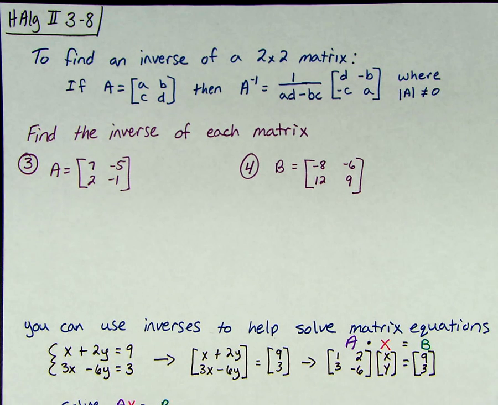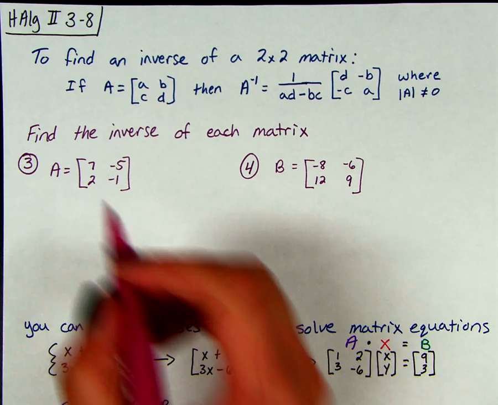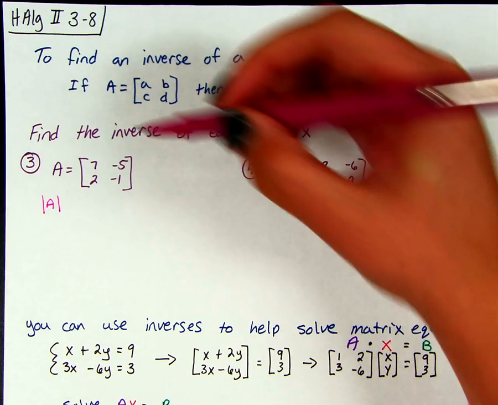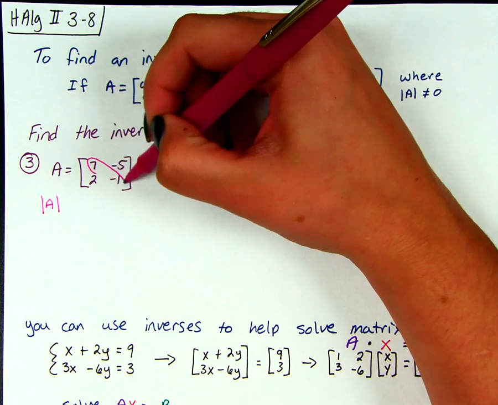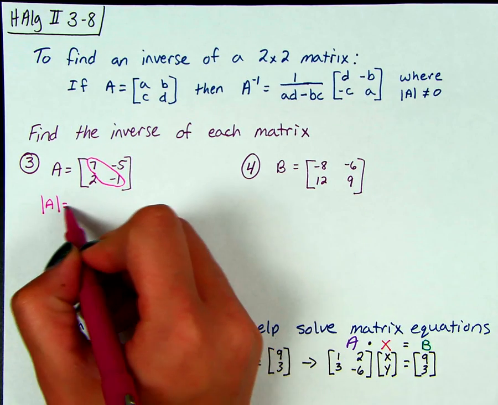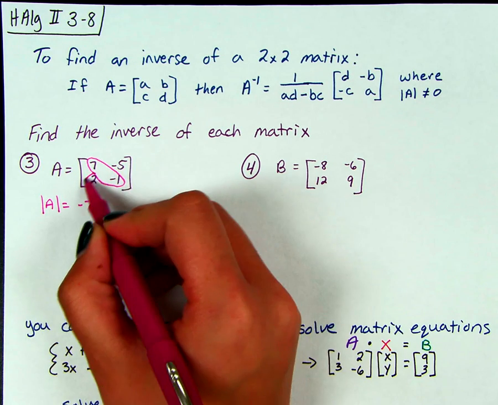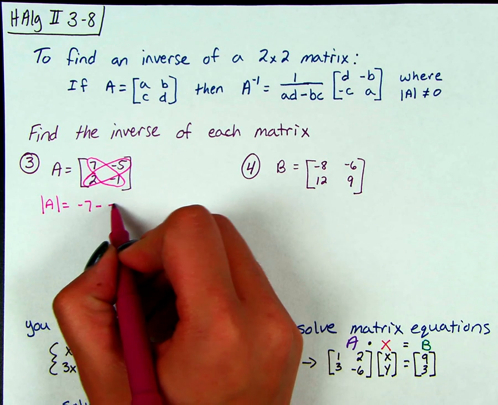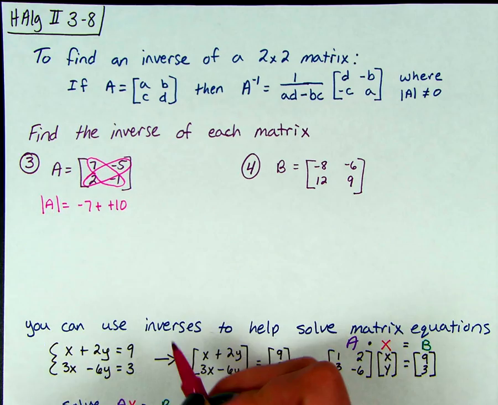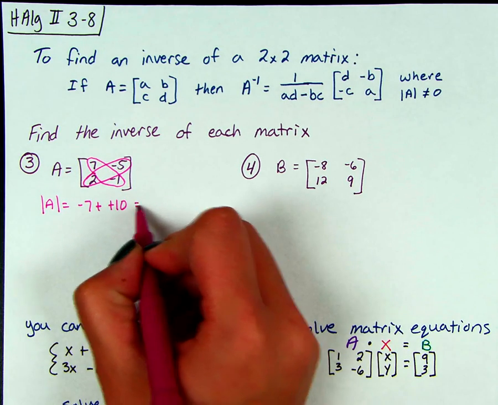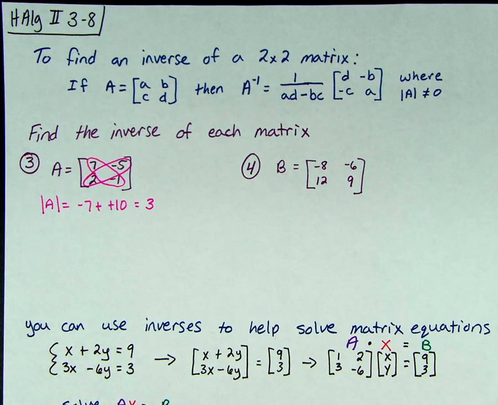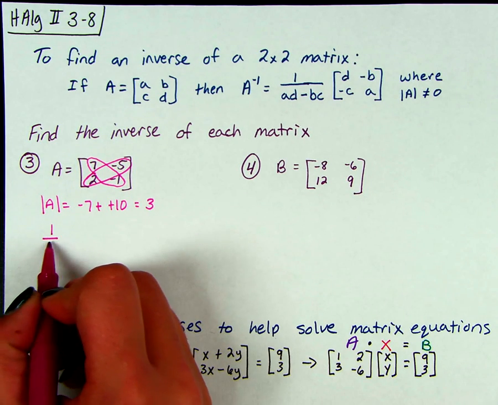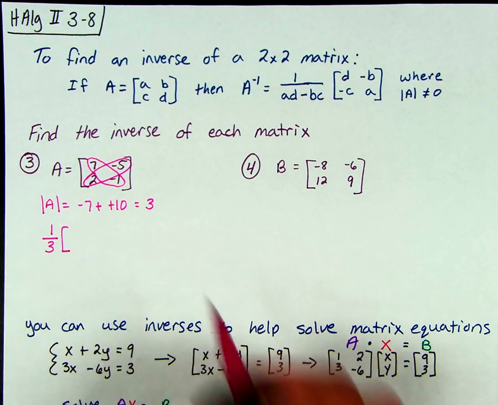All right, so starting with the determinant of A. So I'm going to take 7 times negative 1, so that would be negative 7. And then minus 2 times negative 5, so that is negative 10. So we're really adding, so we are going to end up with positive 3. So now we're going to take 1 over 3, and then we're going to write our new matrix.